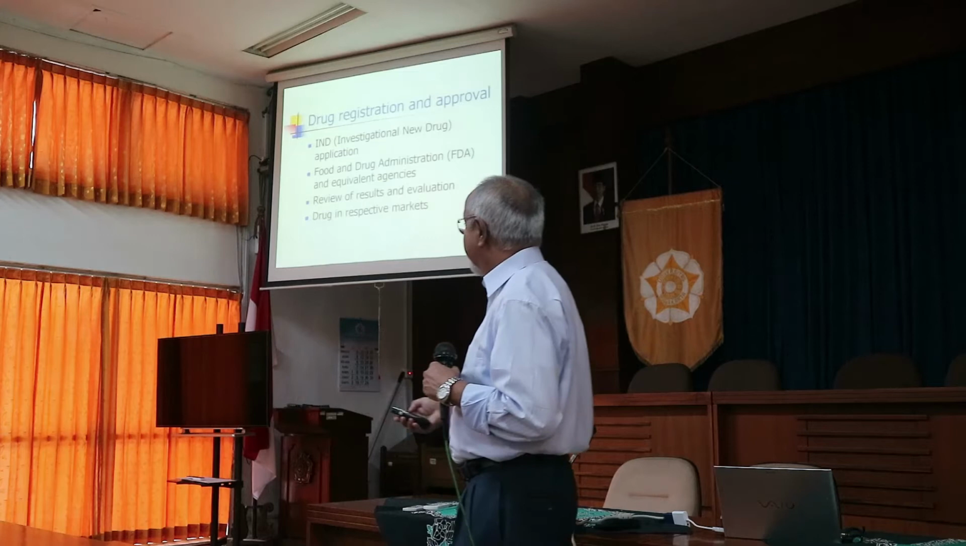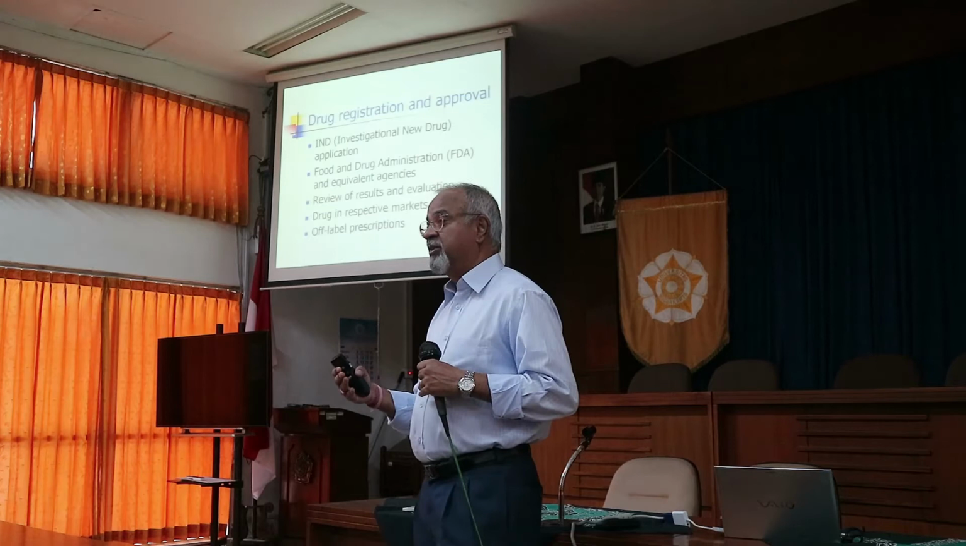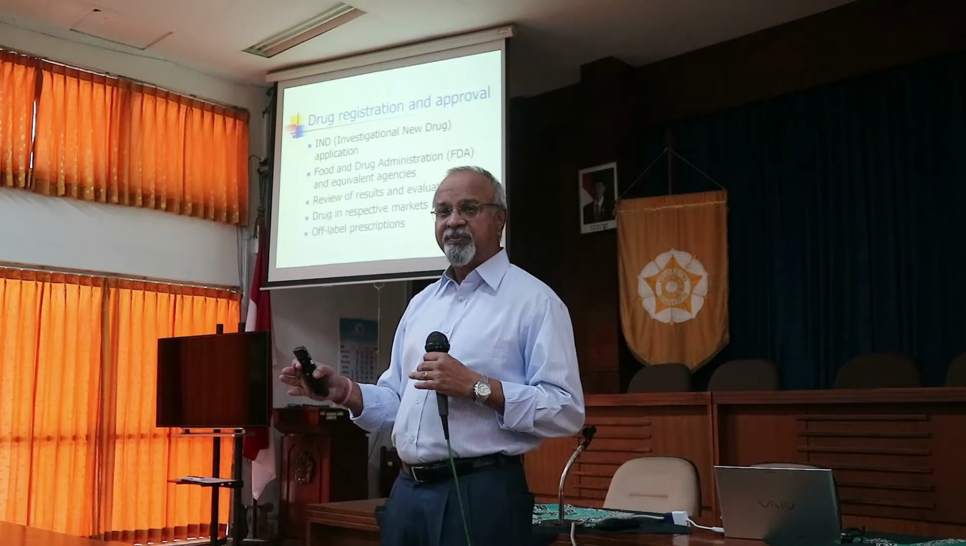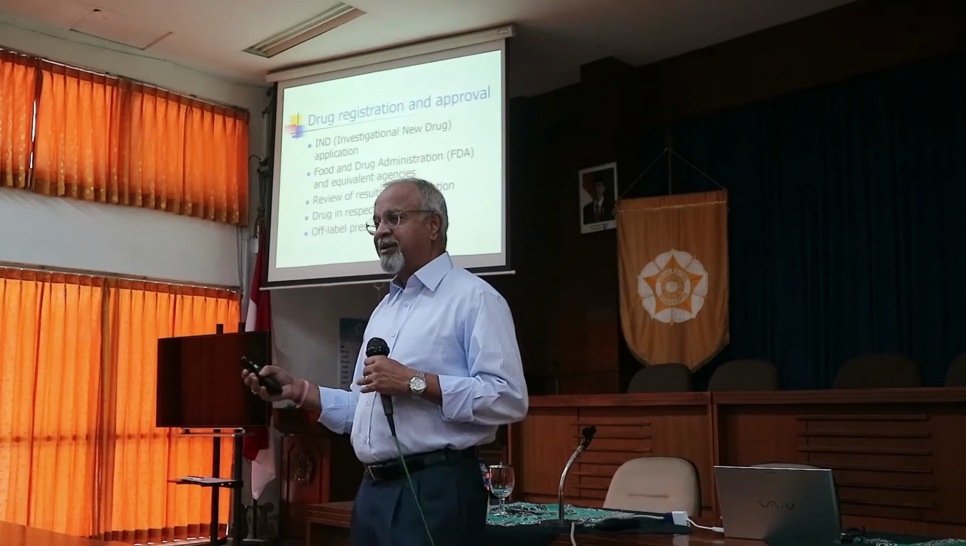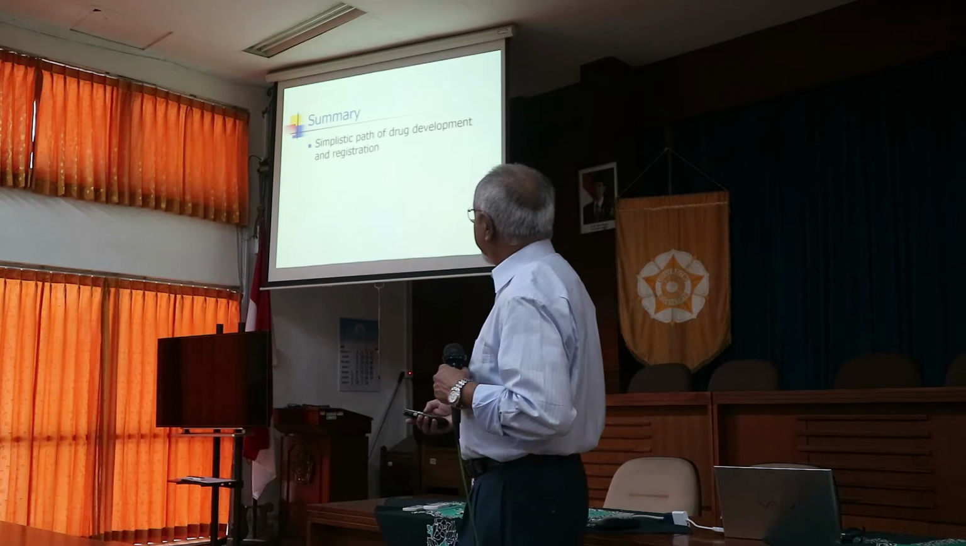And after some time in the market, the clinicians use drugs off-label. Off-label is, they know it's an anticoagulant, they would use it for all anticoagulant requirements, although it has not been tested for specific applications. So these things happen quite commonly. So for example, a painkiller will be used for headache, stomachache, backache, knee joint pain, sprain, etc. Okay? So a simplistic path to drug development, I kind of explained to you.